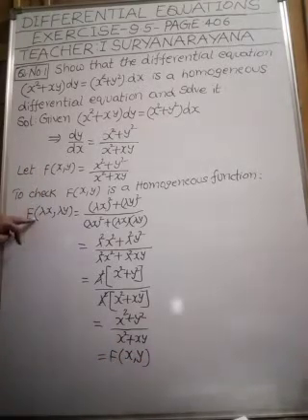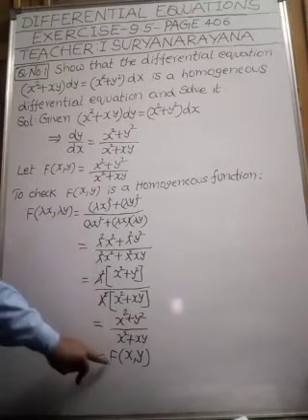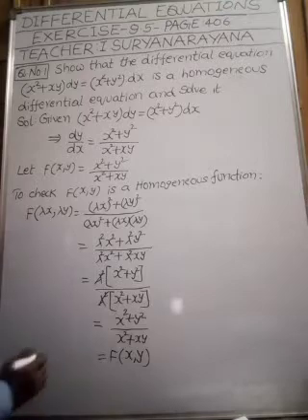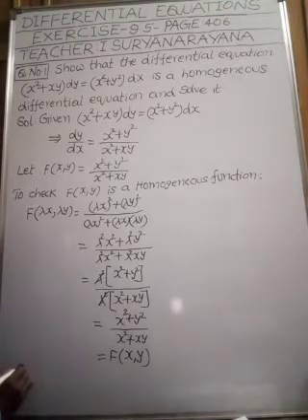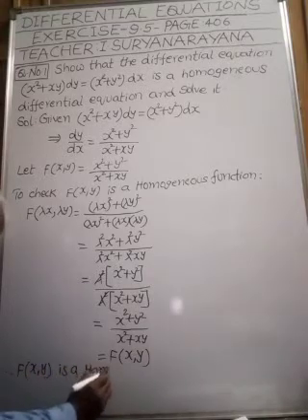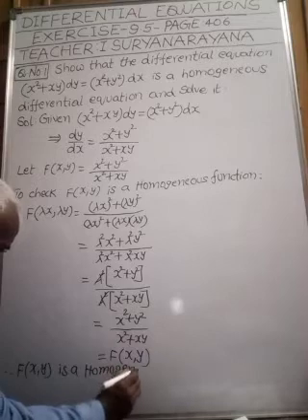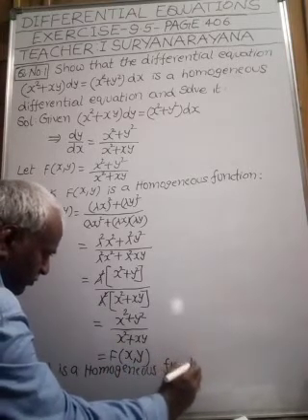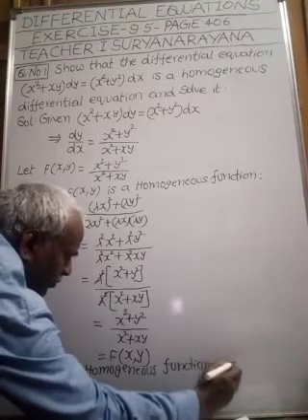So we got here f of lambda x comma lambda y is equal to f of x comma y. Then what can you say here? Therefore f of x comma y is a homogeneous function of degree.